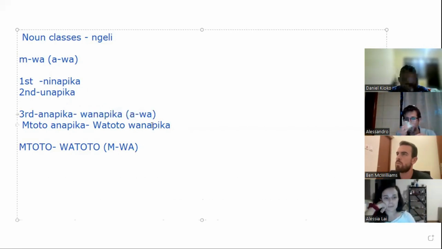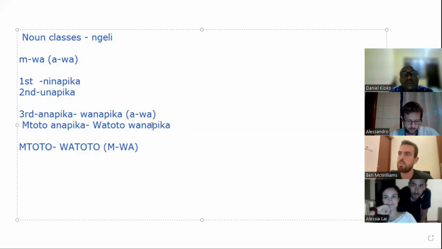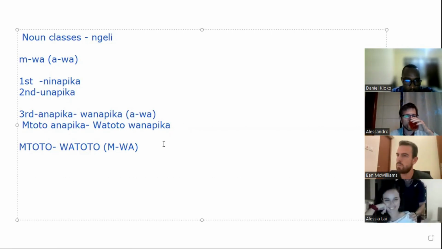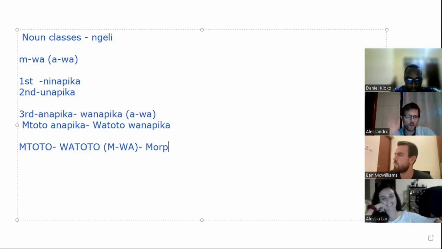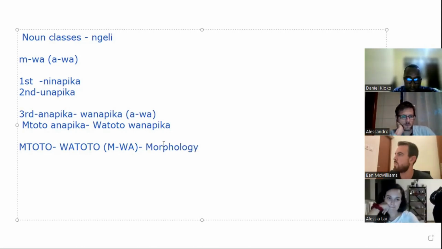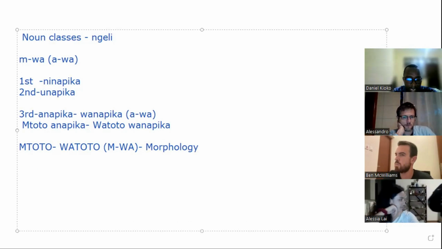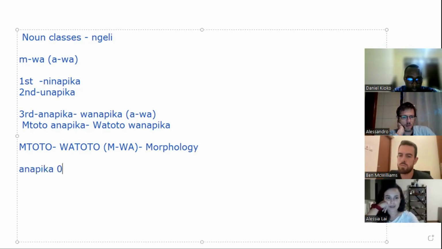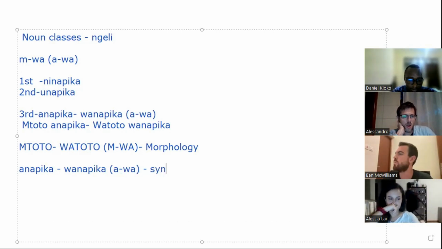So basically, what I'm trying to say here is that when you look at noun class, it will be categorized into two groups. The mua, which I'm talking of, is morphology. And the anapika, wanapika, which is awa, awa is syntax.